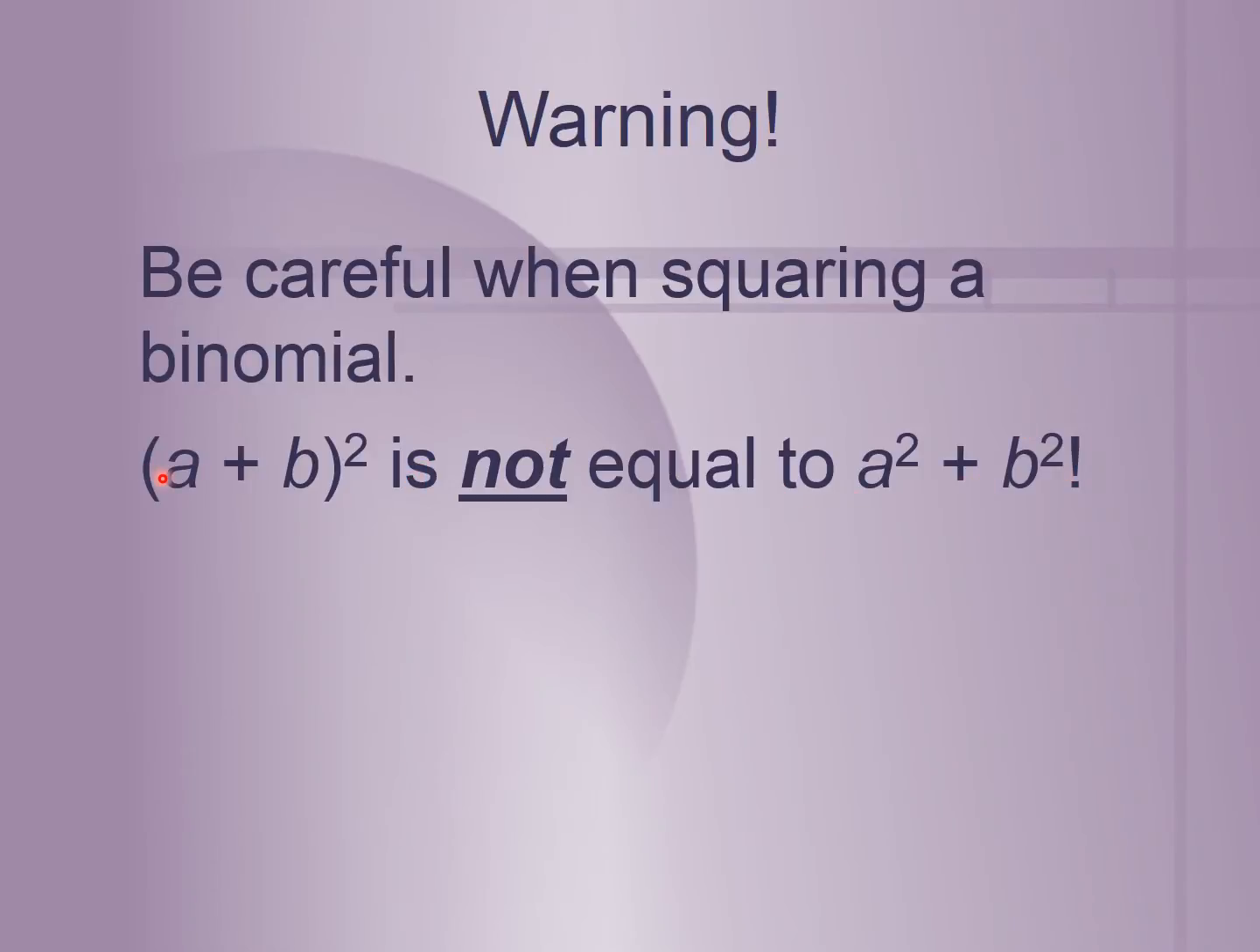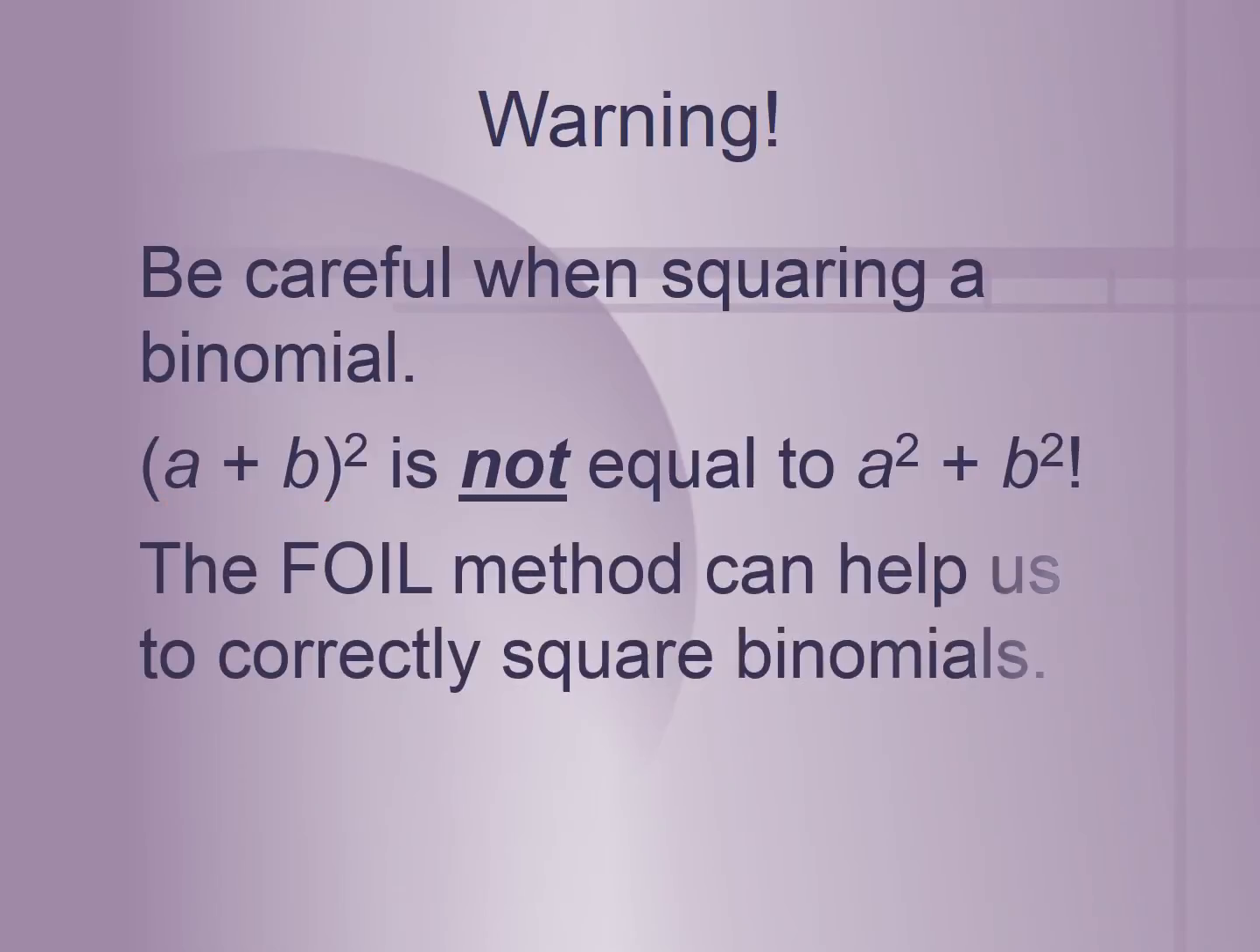What you need to do, if you do a plus b squared, remember the exponent tells you how many times to repeat this factor. So if your factor is a plus b, that means a plus b squared is going to be a plus b times a plus b, which means that we can use the FOIL method to correctly square that binomial.